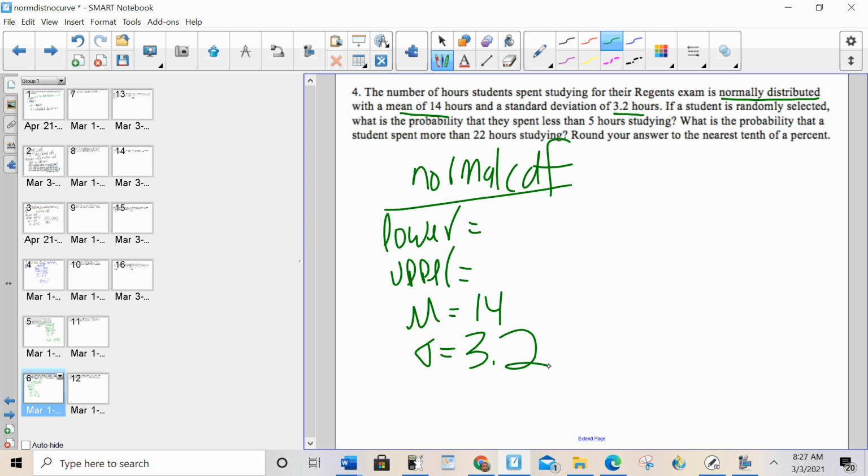Now there are two questions. The first question: if a student is randomly selected, what is the probability that they spent less than 5 hours studying? Less than 5 hours studying. I want you to take about 10 seconds and fill in your lower and your upper based on less than 5 hours.